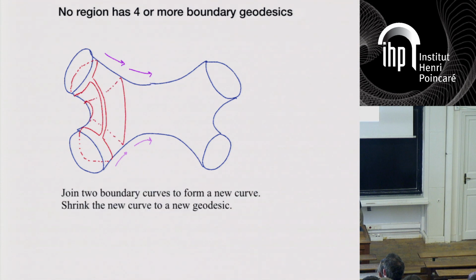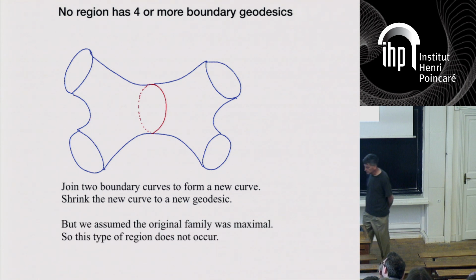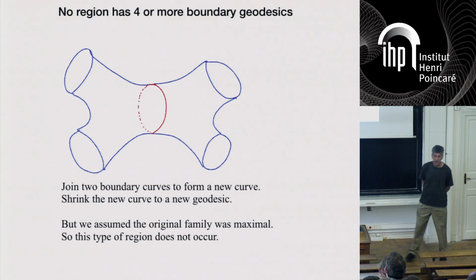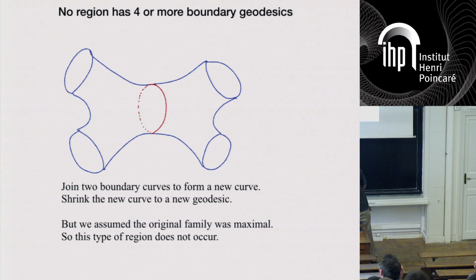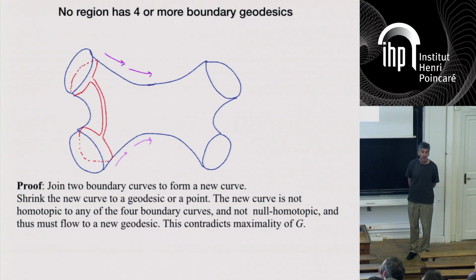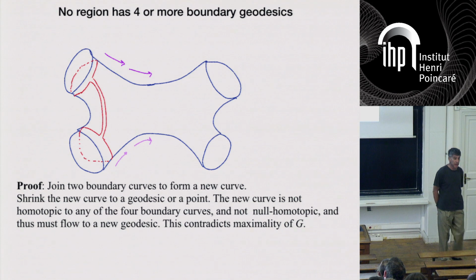But every homotopy class of curves has a geodesic. So there's a geodesic somewhere here in the middle that's homotopic to the sum of those 2 boundary curves on the left. Do you want to see that again? I see a couple of suspicious faces there. See, we took these 2 boundary curves and we formed a new homotopy class of curves just by joining them together like that, right? And that's a curve which is simple, and it's not homotopic to any of the 4 boundary curves.